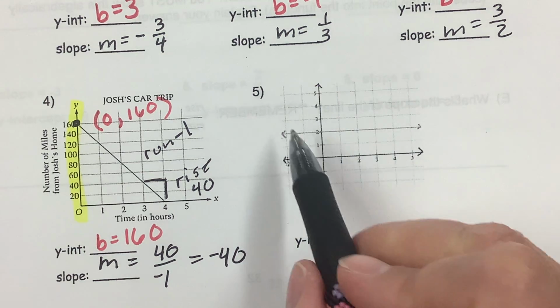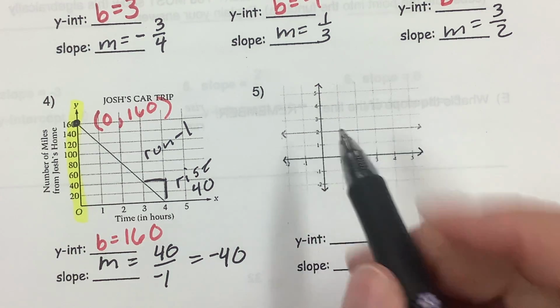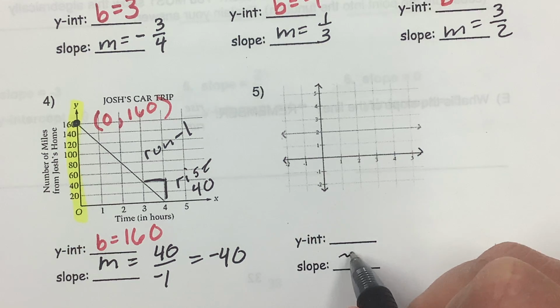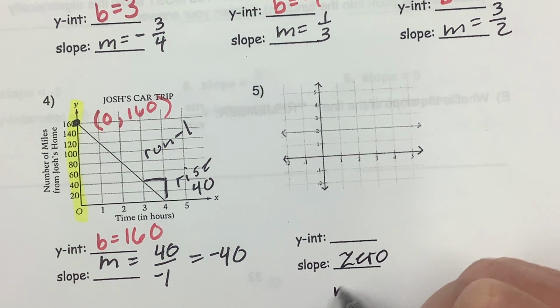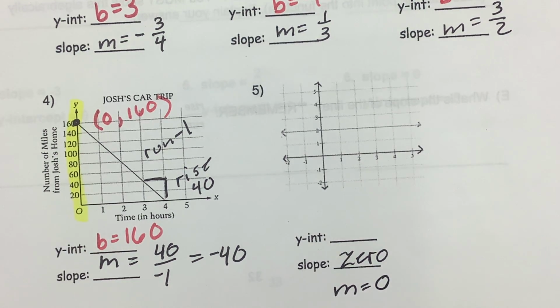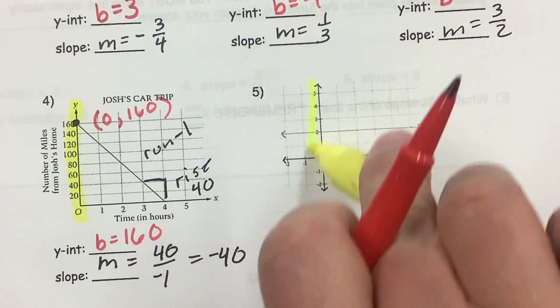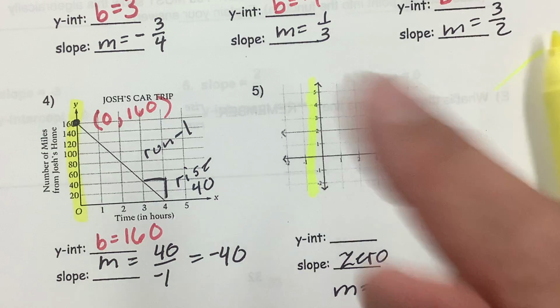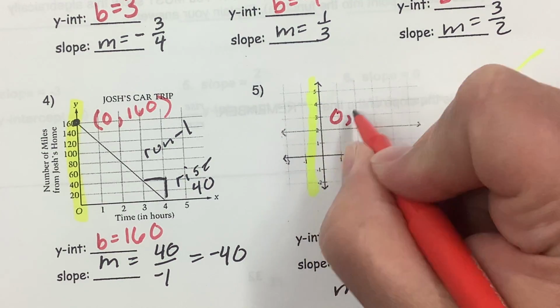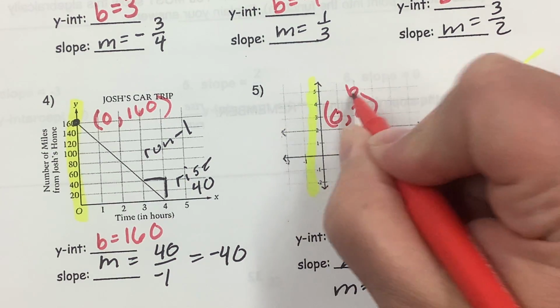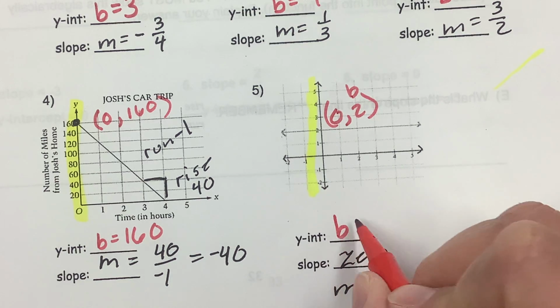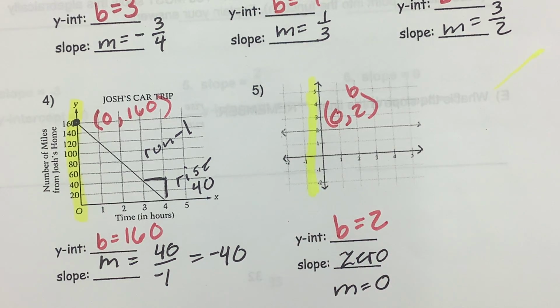Oh, this one's easy. Look, the slope is 0. M equals 0. But I do have a y-intercept here at 0, 2. And the b is 2, so y-intercept b equals 2. Okay, not a bad day.